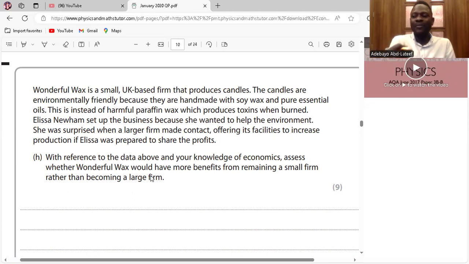A large firm has the financial capability to increase its output whenever it has to. But small firms cannot do that because they don't have the financial capability in terms of workforce and equipment. They can't. Is it clear? Any question about that? So go to question 3.